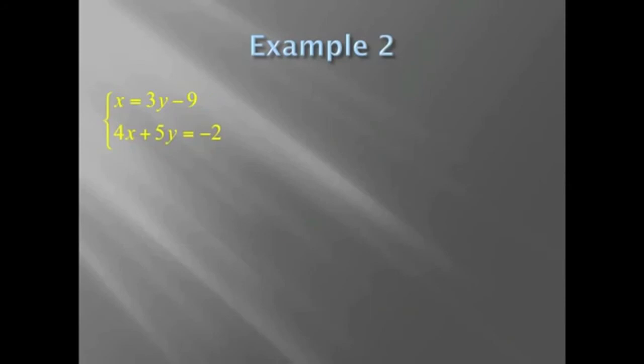For our second example, let's try this one. We have x equals 3y minus 9 and 4x plus 5y equals 2. Again, as we look around, we see that we have an x by itself.